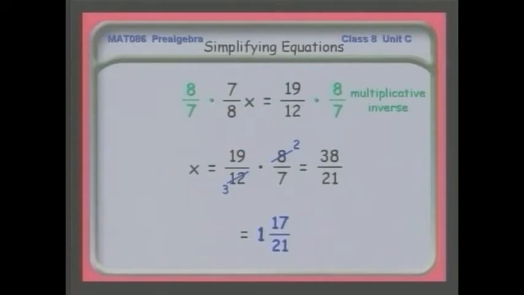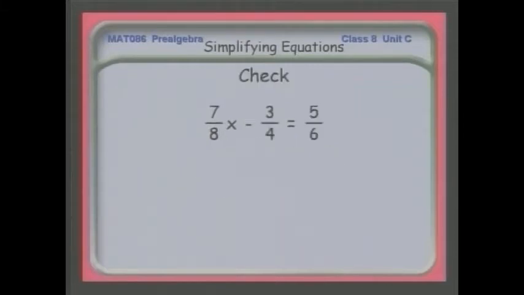When I look at 17, I try to think of what factors might be in that, and in fact 17 is a prime number. There are no factors that I can multiply that are whole numbers together to give me 17. I'm done. That's the answer, 1 and 17/21 to that equation. Let's check this now. How do we check? We put the answer we get back in for the variable, and we see if what we have on the left equals what we have on the right. Does that equality still hold?